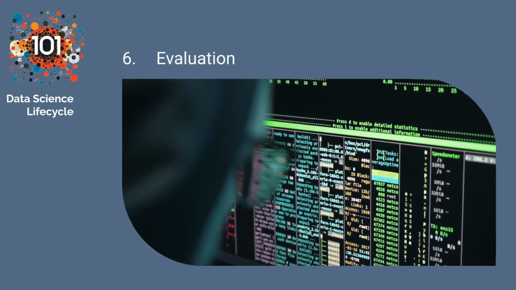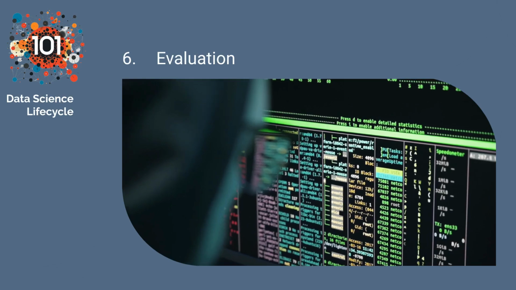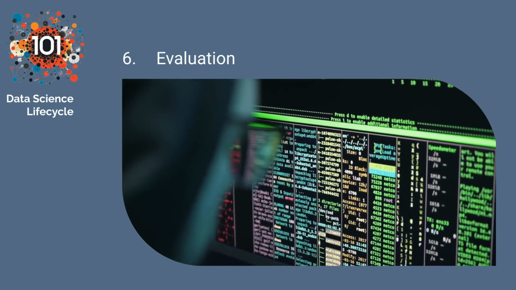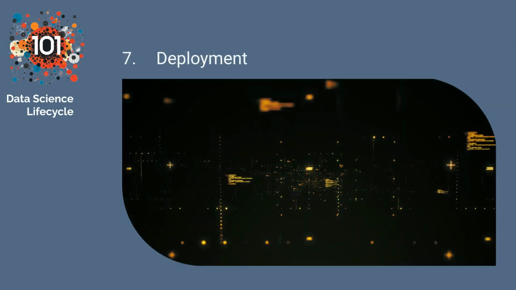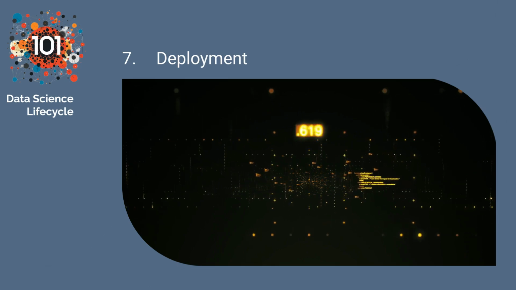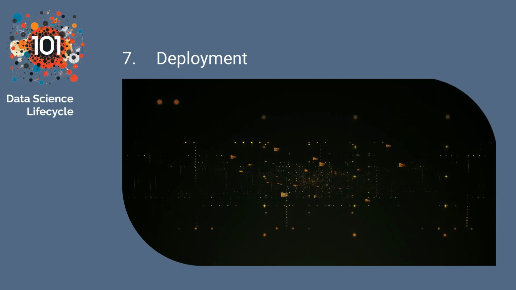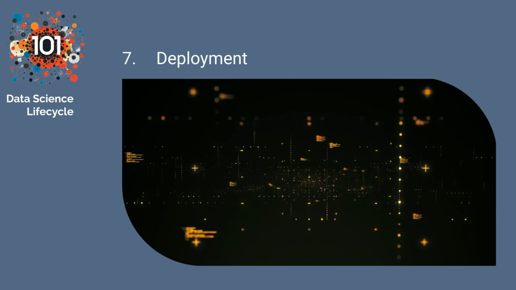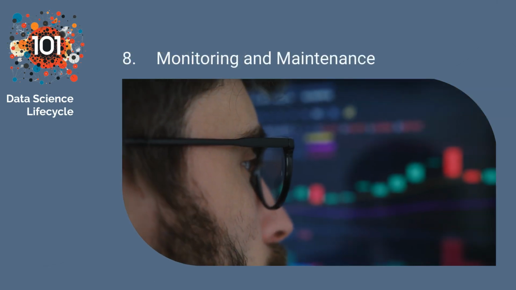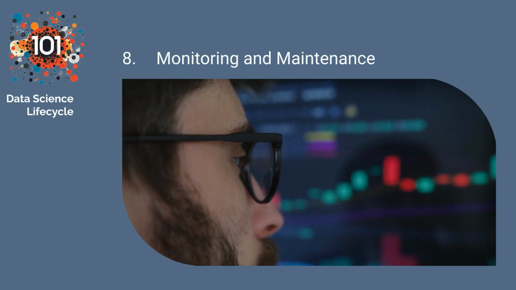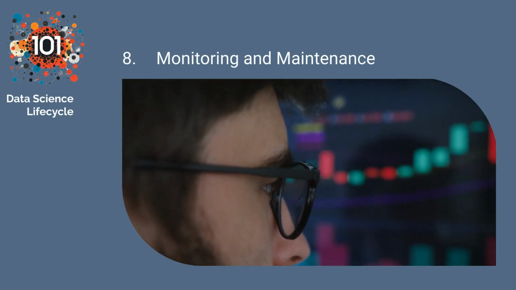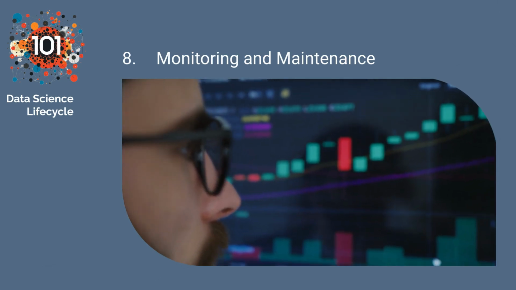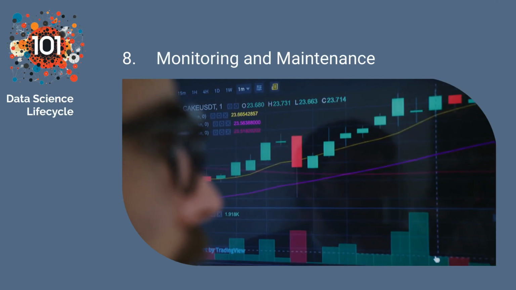These models then need to be rigorously evaluated using various metrics such as accuracy, precision, and recall to ensure they perform well. Once the model meets the required standards, it moves to the deployment phase, where it is implemented in a production environment, making it available for real-world use. However, the process doesn't end there. Post-deployment, it's crucial to engage in monitoring and maintenance to continuously track the model's performance and update it as necessary to ensure it remains effective over time.